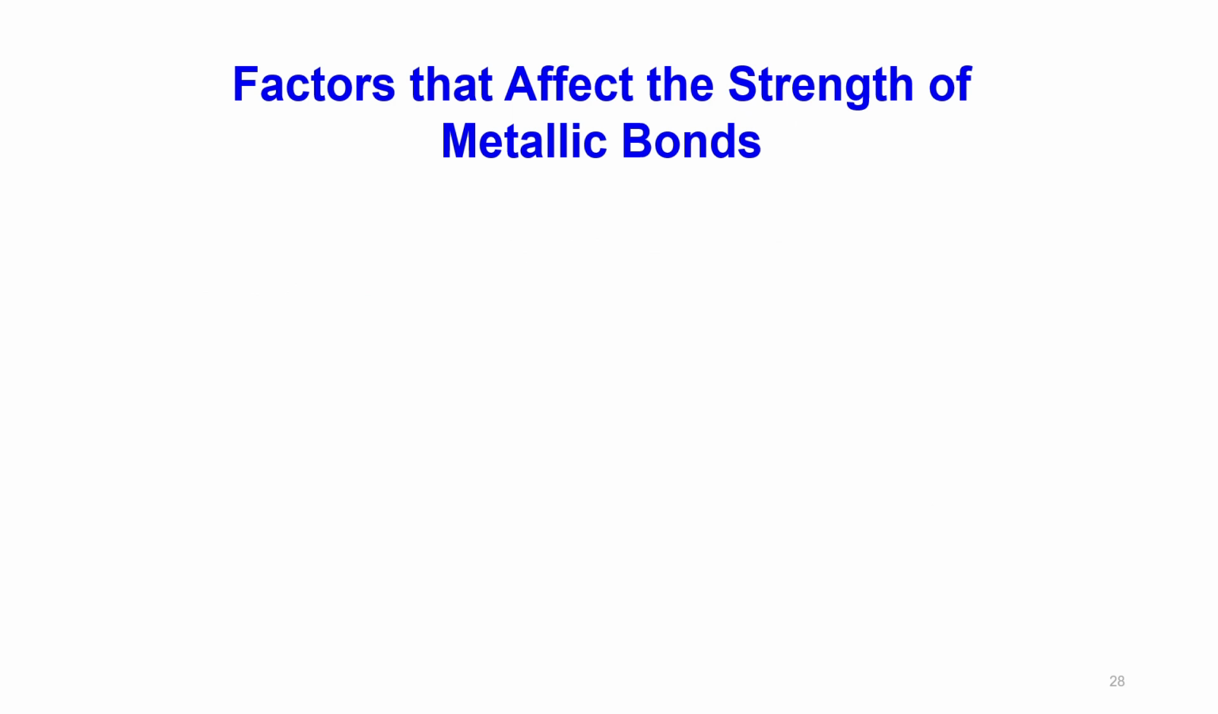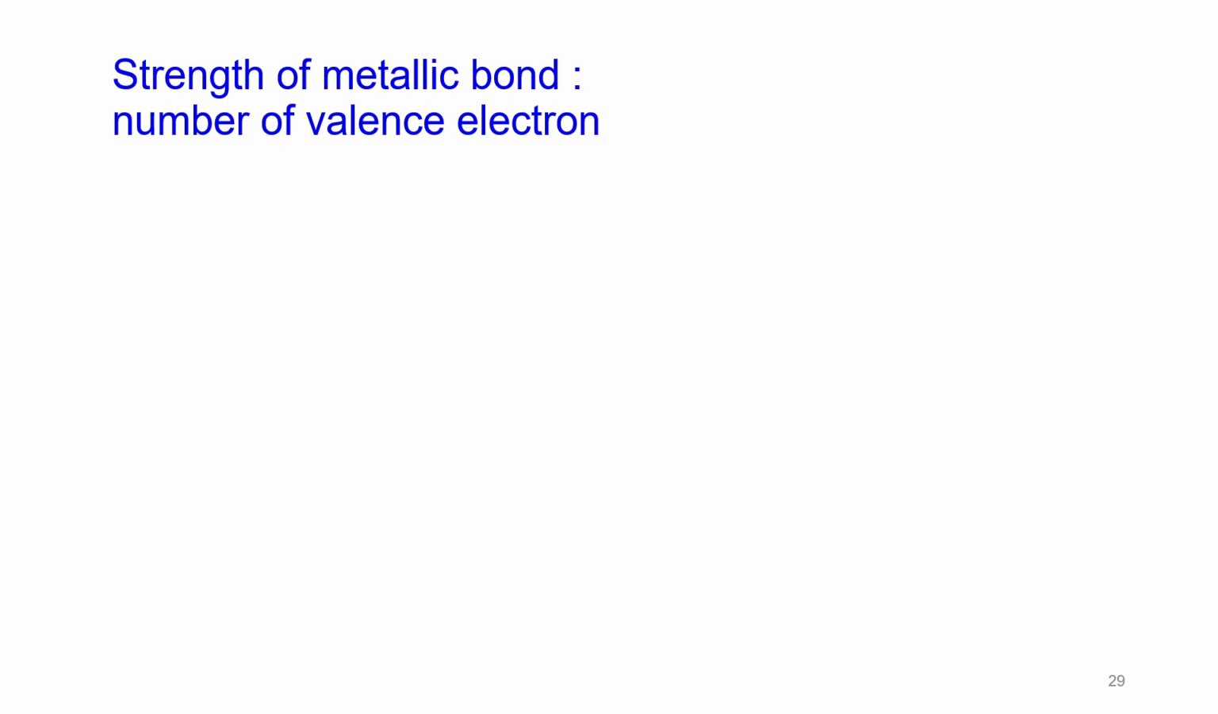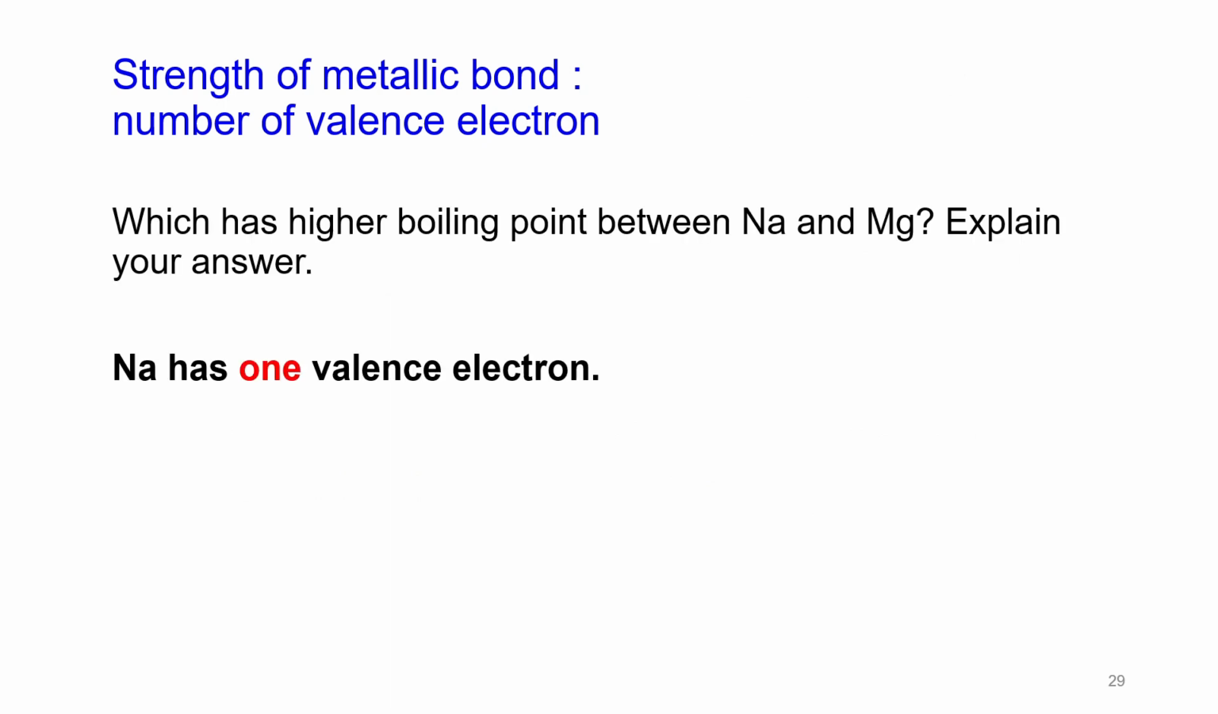Okay, alright. So next, the last part, we discuss the factors that affect the strength of metallic bond. As I mentioned earlier, the strength of metallic bond depends on the number of valence electrons and the size of positively charged metal ions. So the more valence electrons, the stronger the metallic bond. From sodium to aluminium, sodium has one valence electron, magnesium has 2 valence electrons, and aluminium has 3 valence electrons. So among these three, the strongest is aluminium, because it has 3 valence electrons.